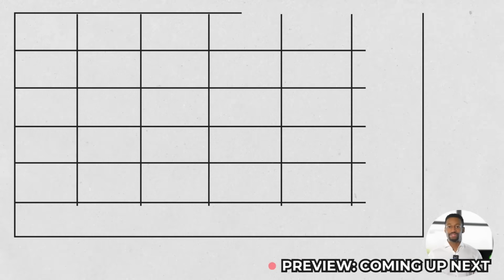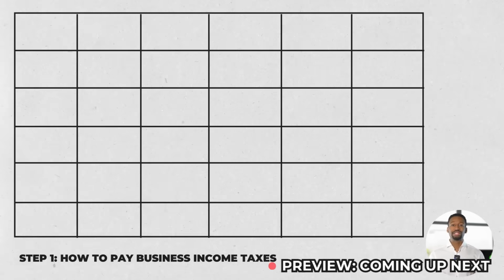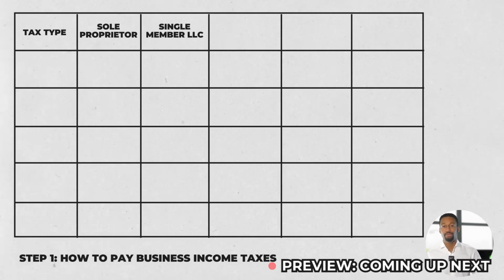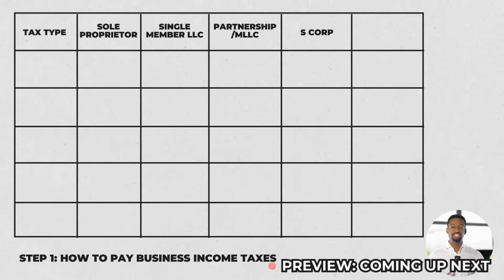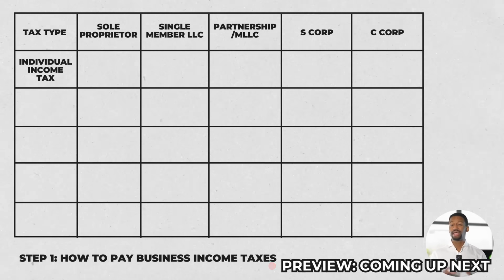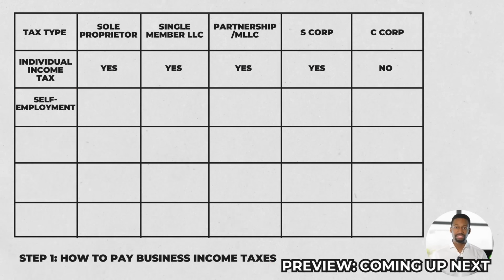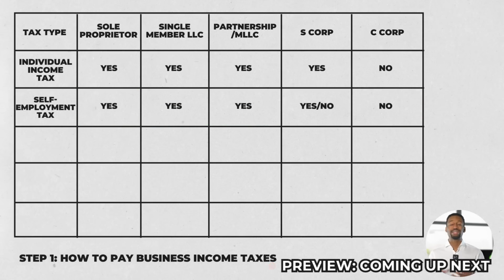All right, so let's chart this out. Step 1. I'm gonna go through the type of taxes subject to sole proprietorship, single member LLCs, partnership LLCs, S corporations, and C corporations. When it comes to individual income taxes, everyone pays it except for C corporations. With self-employment taxes, S corporations can avoid some of them, not all, but some.